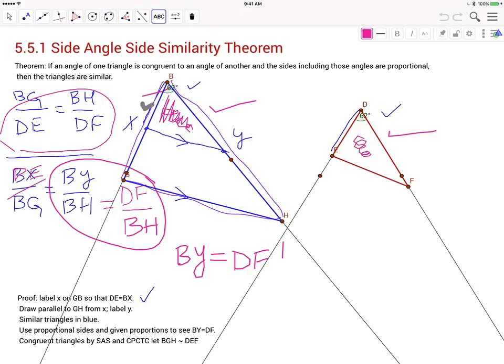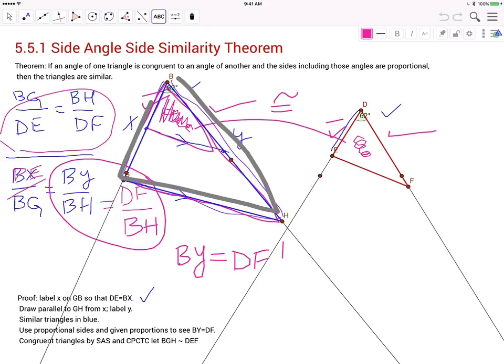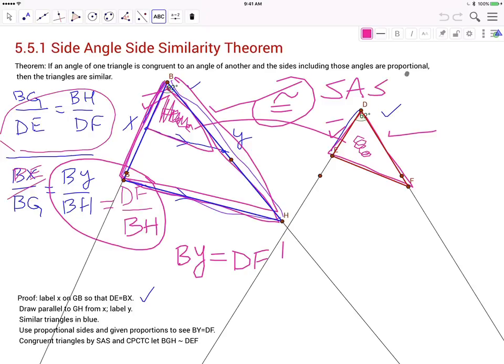We already knew that these two over here were congruent. So therefore, those two triangles are congruent. And since we know that the large triangle is similar to small, if small is congruent to the other small, then large must be similar to small over here. And again, the congruence that we used over here was side angle side. Nice.